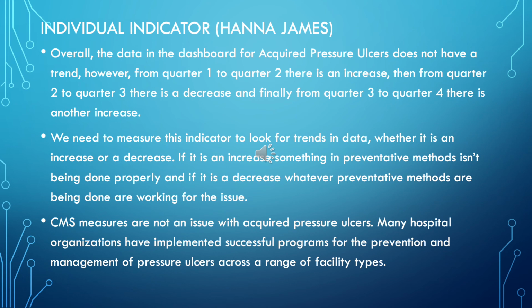Overall, the data in the dashboard for acquired pressure ulcers does not have a trend. However, from quarter one to quarter two, there is an increase, then from quarter two to quarter three, there is a decrease, and finally from quarter three to quarter four, there is another increase. We need to measure this indicator to look for trends in data, whether it is an increase or a decrease. If it is an increase, something in preventative methods isn't being done properly, and if it is a decrease, whatever preventative methods are being done are working for the issue.